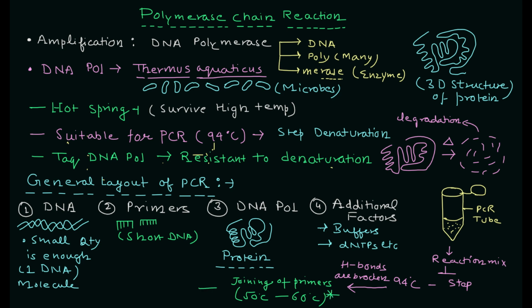Now, joining of the primer is the next step, where the temperature will be decreased to 50 to 60 degrees Celsius, and after that you increase the temperature again so that DNA polymerase can function. The DNA polymerase will function at 72 degrees centigrade, so that's the optimum temperature. I think this covers most of the important points regarding the polymerase chain reaction. We'll continue our discussion on that and explain these things in a little bit more detail, so please watch the next video.